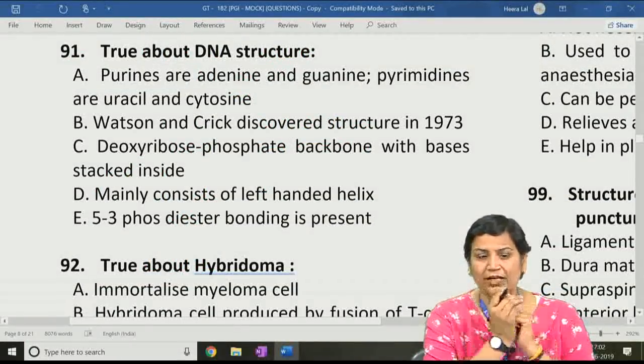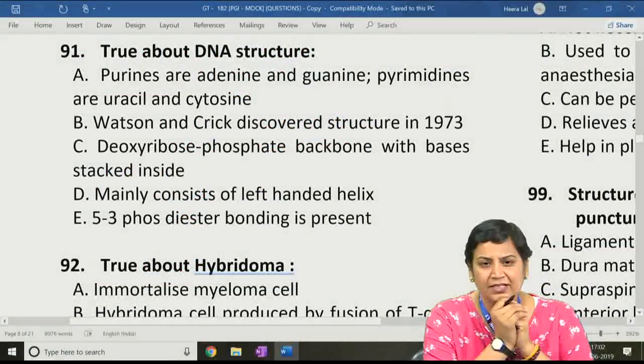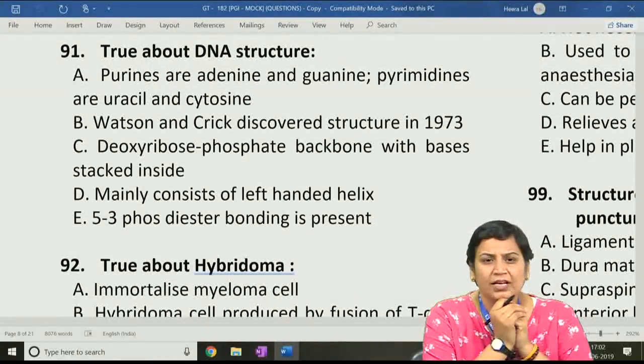Purines are adenine and guanine, pyrimidines are uracil and cytosine. Watson and Crick discovered structure in 1973? No. Deoxyribose-phosphate backbone with bases stacked inside? Yes. Mainly it consists of a right-handed helix. 5 prime, 3 prime phosphodiester? No. Phosphodiester bonding is present between 3 prime to 5 prime. Right?